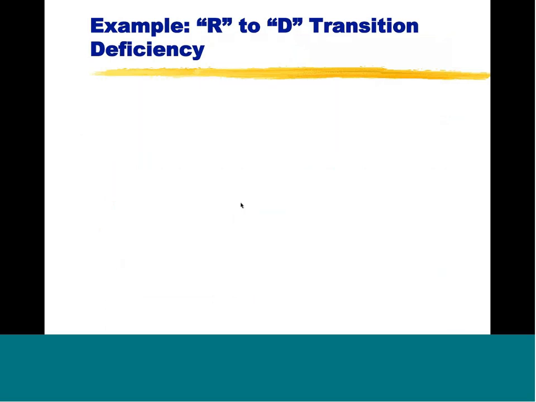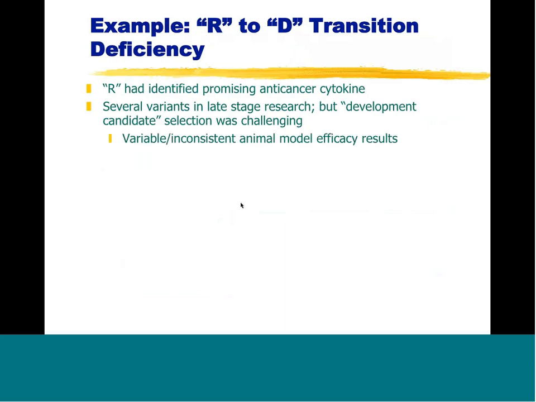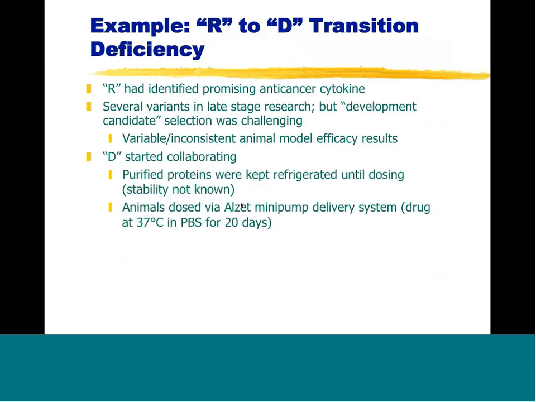Another example speaks to the disconnect between what I call R, which is the research group, and D, which is the development group. This is an example where in research a very promising anti-cancer cytokine was developed. There were different variants of that in late-stage research. They picked one to go into the clinic with, but the data was very inconsistent. It was highly variable in the animal models. And actually, I was involved in that program, many, many years ago, goes back a million years, but I started talking to research folks, and I realized they're putting this in an LSAT mini pump.